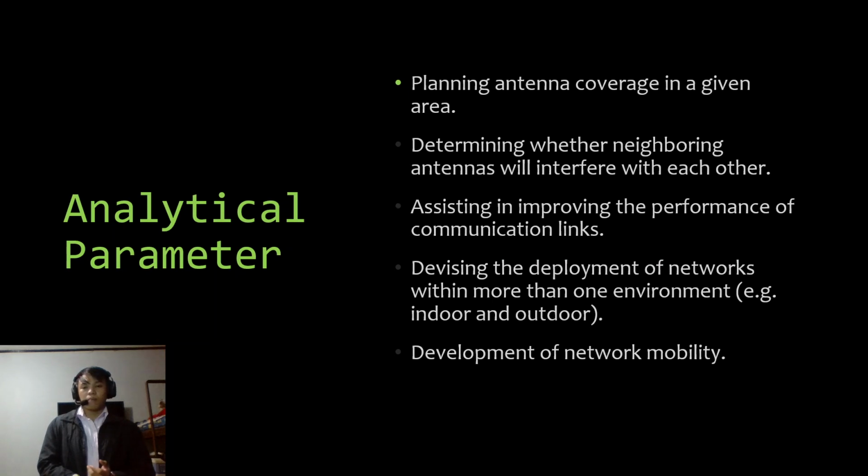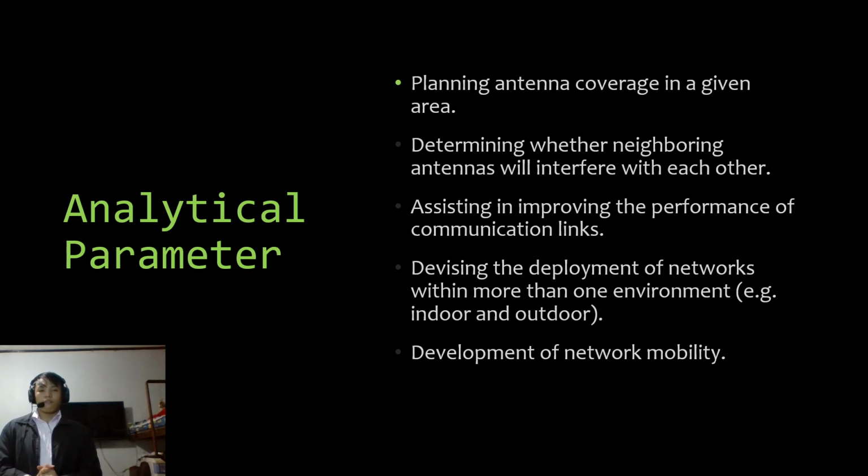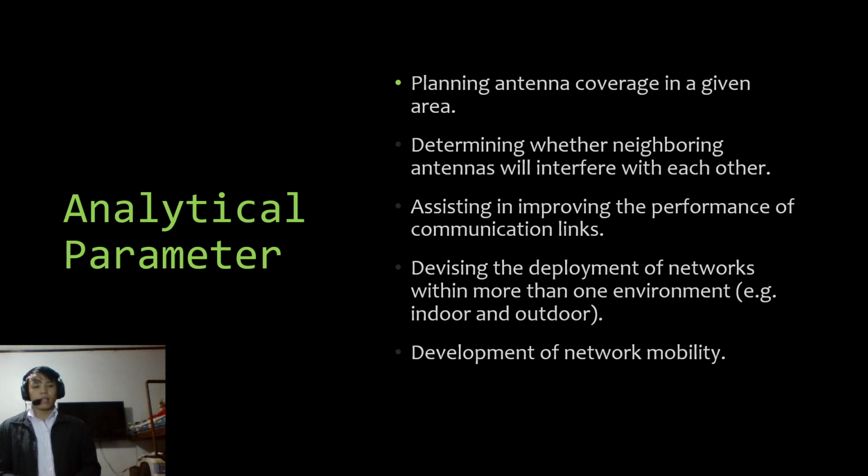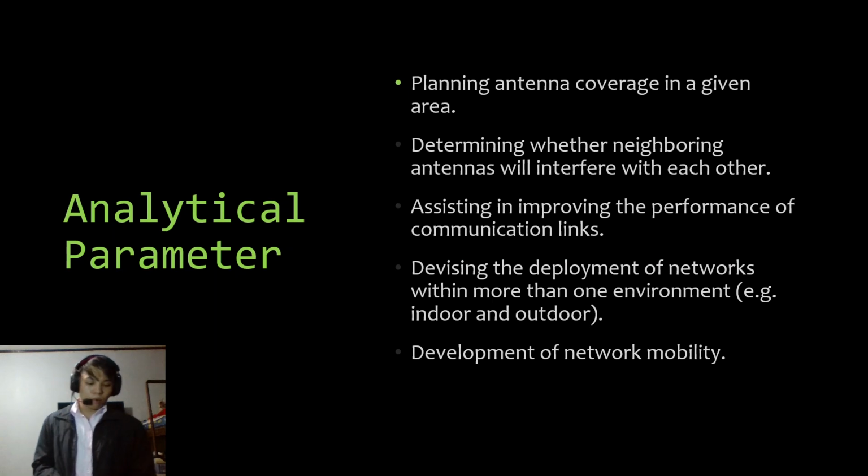So, analytical parameter: planning antenna coverage in a given area, determining whether neighboring antennas will interfere with each other, assisting in improving the performance of communication links, devising the employment of networks within more than one environment, for example indoor and outdoor, and the development of network mobility.